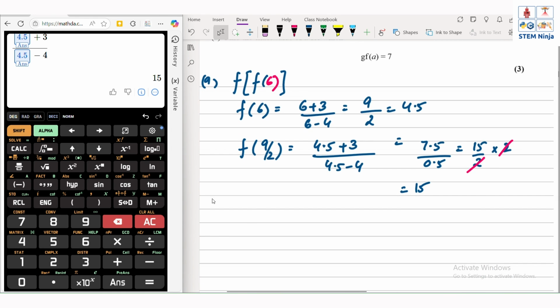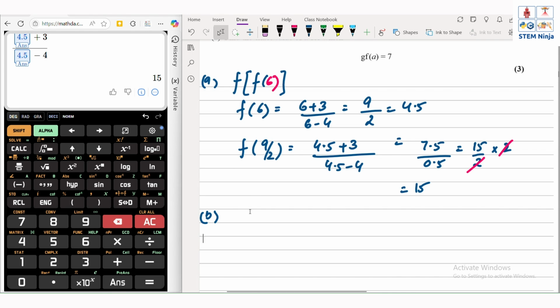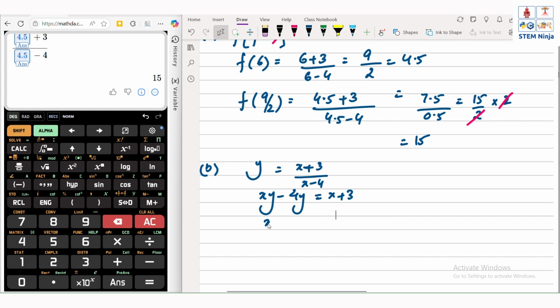All right. Now find the inverse of f. So we need to find the function inverse. So we have f of x equals x plus 3 over x minus 4. Let's start with y equals x plus 3 over x minus 4. Rearrange it. This becomes xy minus 4y equals x plus 3. We make x the subject. xy minus x is equal to 4y plus 3. This can be written as x times y minus 1 equals 4y plus 3.